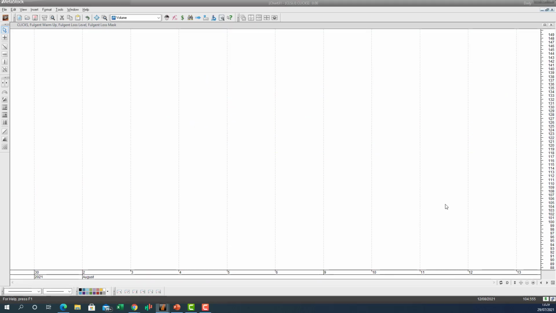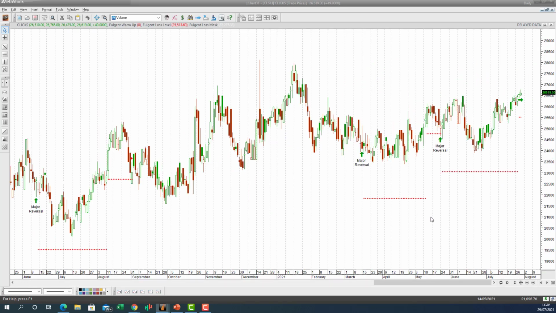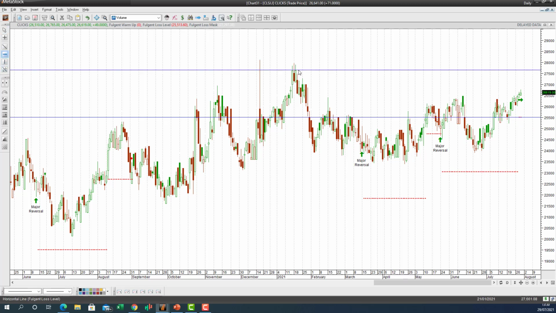Okay, and Clicks is another one that's 47 days into a trade. It's worked out quite well on this one. You can see major reversal, that's worked out well. Very wide stop loss. The new stop loss is up there now. The new trailing stop 25,507, and then the upside resistance targets are these highs, this cluster of highs here. That would be your upside target on that one.